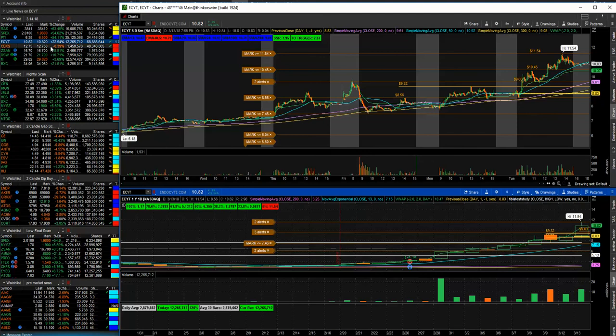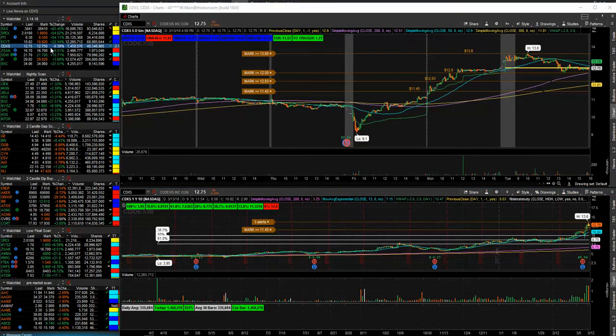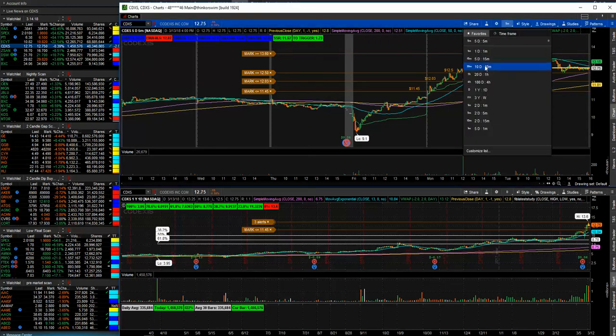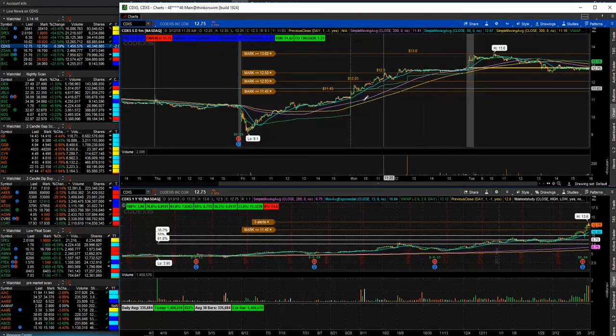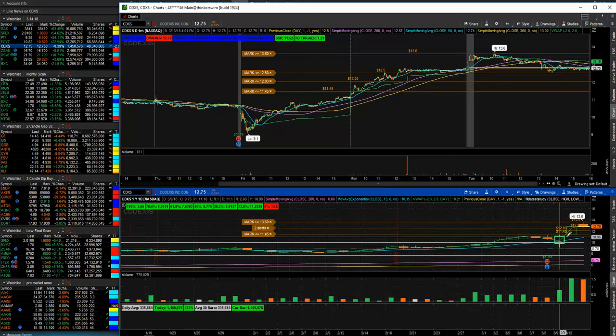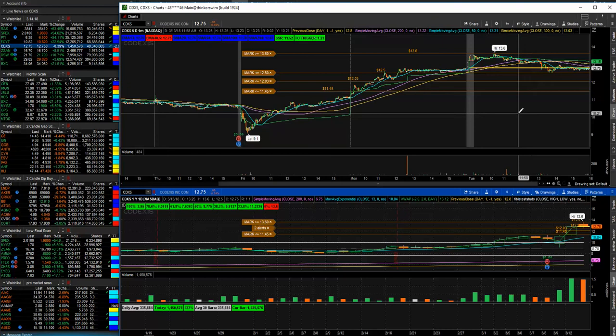Next up is CDXS. CDXS was actually down. It finished net red on the day. But this thing gapped, from 9 to 13 bucks. The reason I'm watching it is because it has been on a monster tear, going on an upward trend. Even though it finished red, I would think people are going to take more profit.